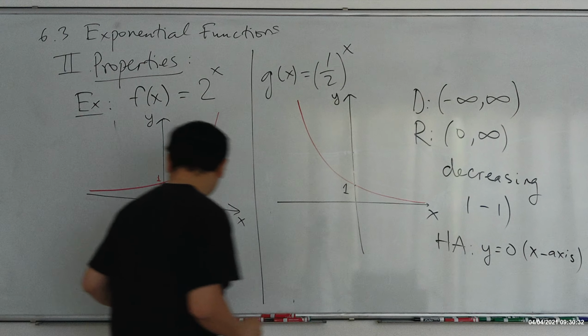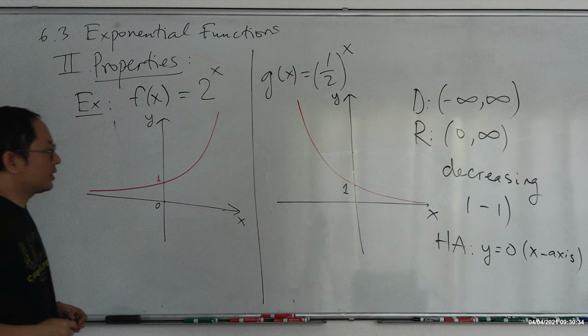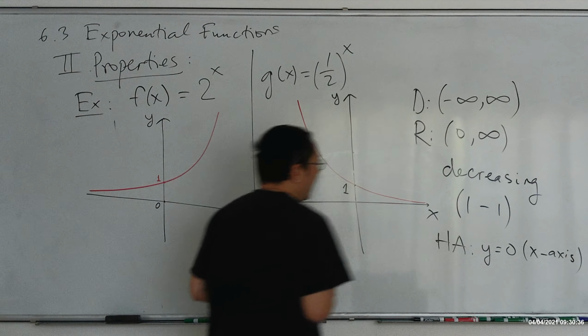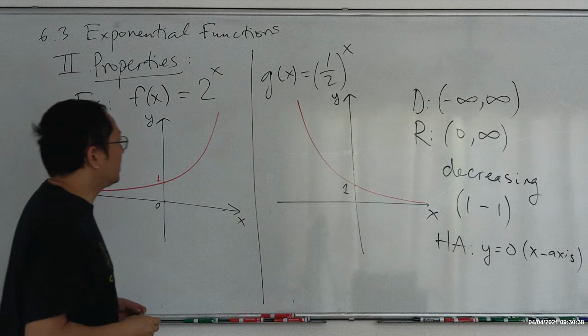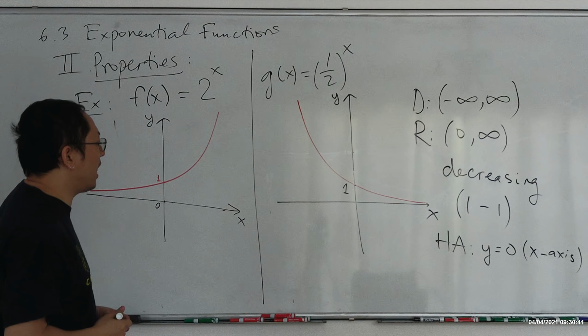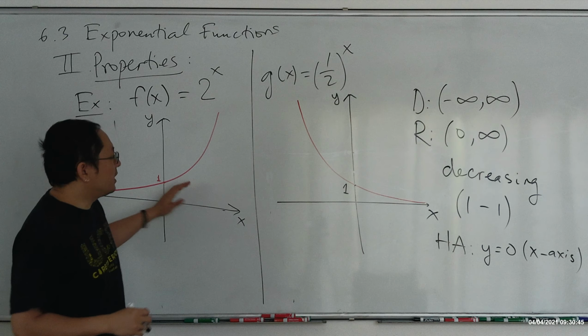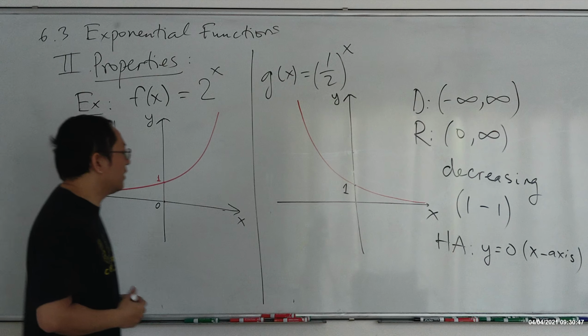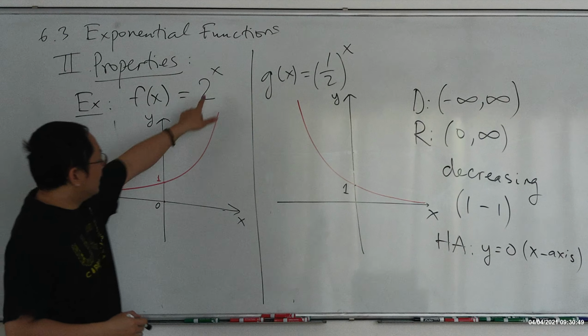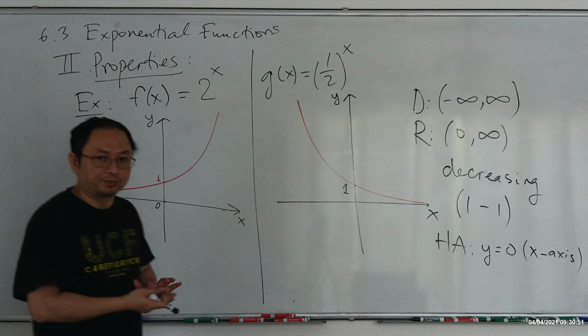So pretty much, the idea is the same. We still have the same type of domain, same type of range, and same type of asymptote. The only difference is what? The first one is increasing, the second one is decreasing. So what makes the difference? The answer is the base number right there.